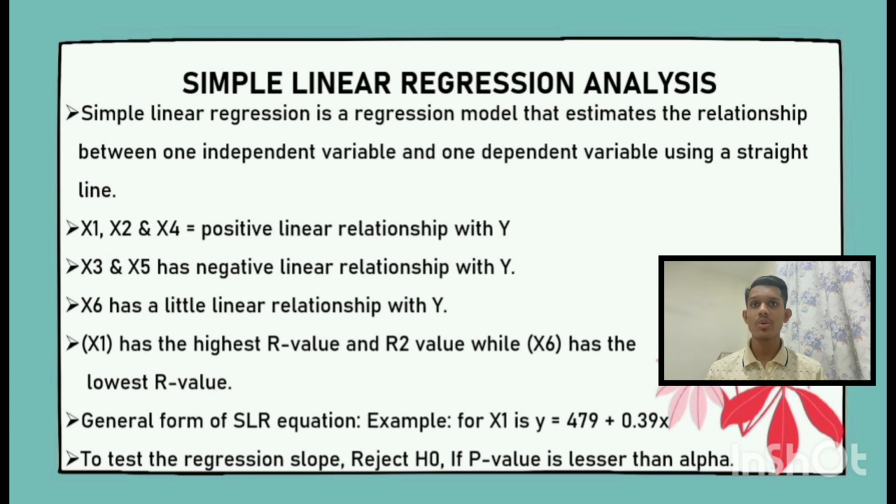About the correlation coefficient, x1 has the highest R value, which is closer to 1 when compared with the other variables. This shows that there is a strong positive linear relationship between x1 and y. x6 has the lowest R value, which is closer to 0 when compared with the other variables. This shows that there is little linear relationship between x6 and y. The general form of the SLR equation for every variable was found.